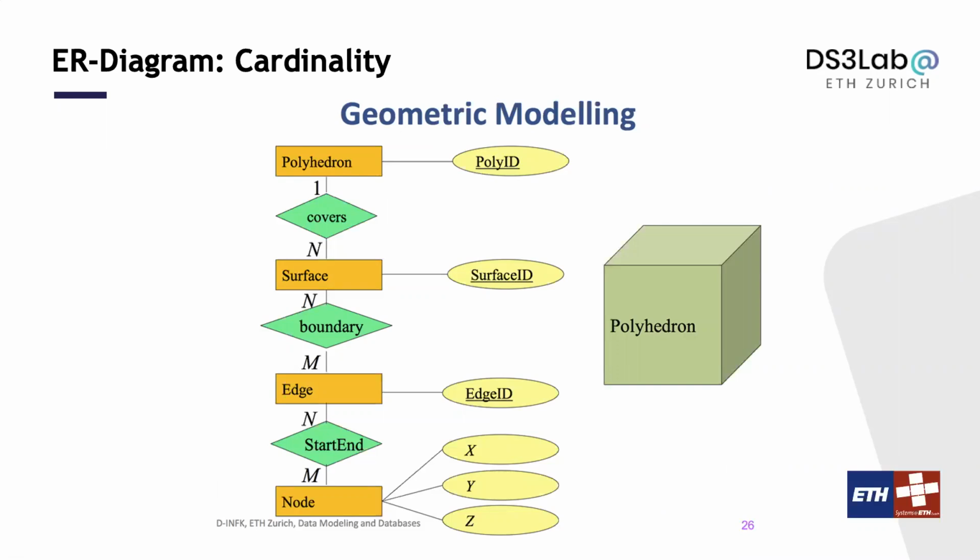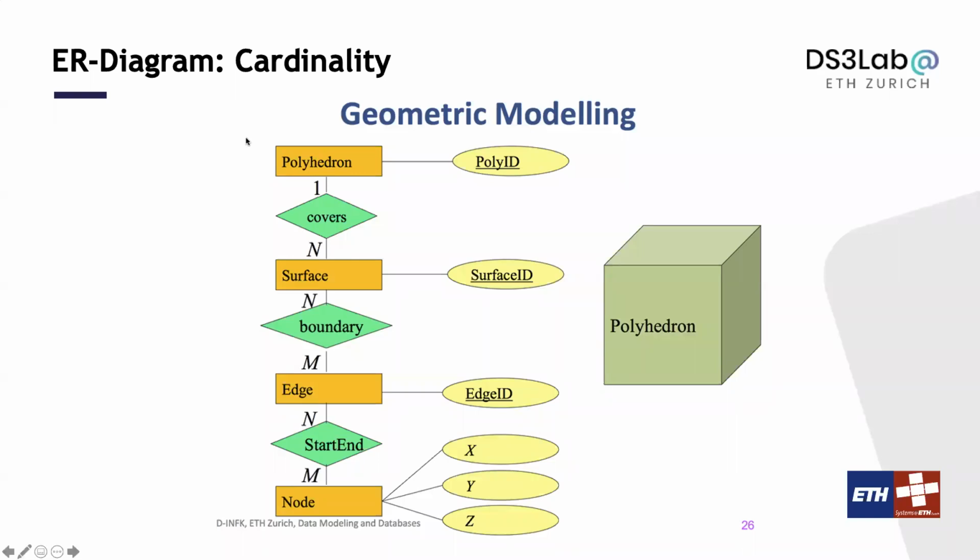Okay, so let's model some geometric object. For example, we have a polyhedron, right? As one object, it can exist in a 3-dimensional space. So it can have multiple surfaces. For example, here you have a cube, so you have some number of surfaces. And for each one, that's another object in your database. And then for each surface here, you have 4 edges, and then for each edge, you have 2 nodes. So how can we model this?